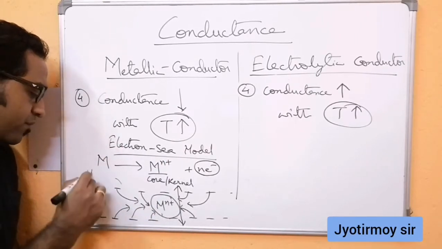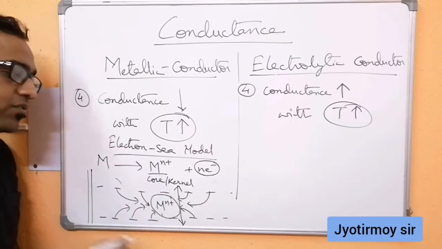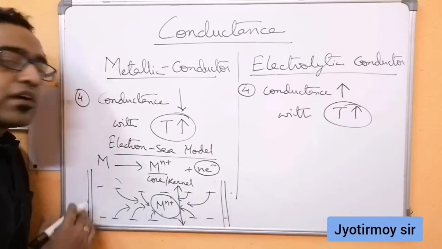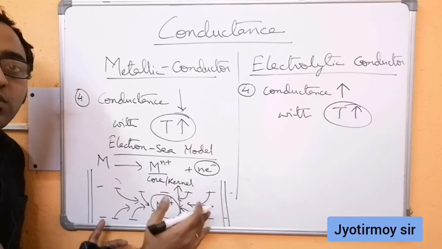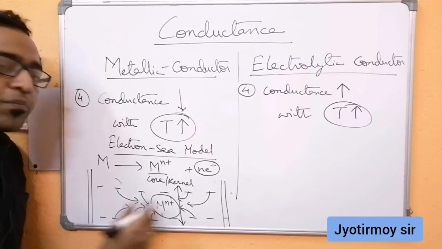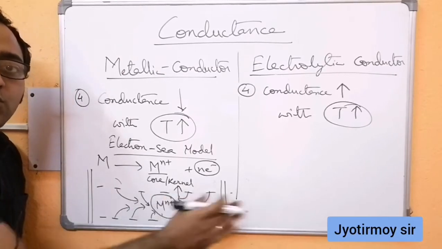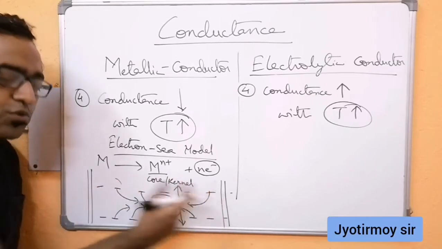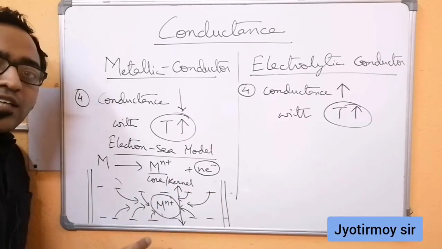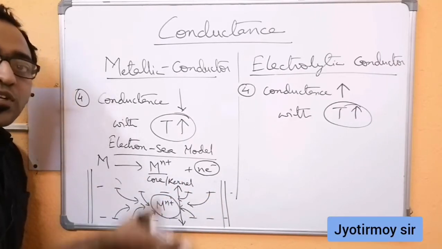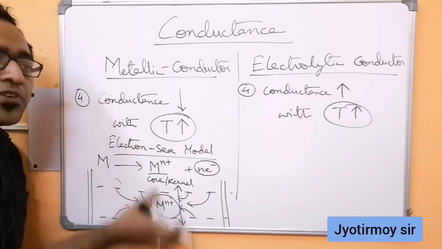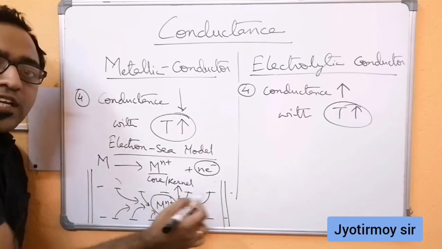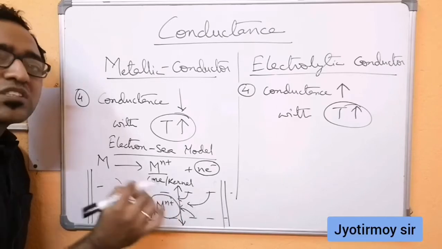Suppose you have put a potential difference on the two ends of the metallic conductor. Because of this potential difference, the electron will start moving either from left to right or from right to left. The moment you raise the temperature, the metal ions will start vibrating more and more. If they vibrate more, the flow of electrons will be obstructed to some extent.